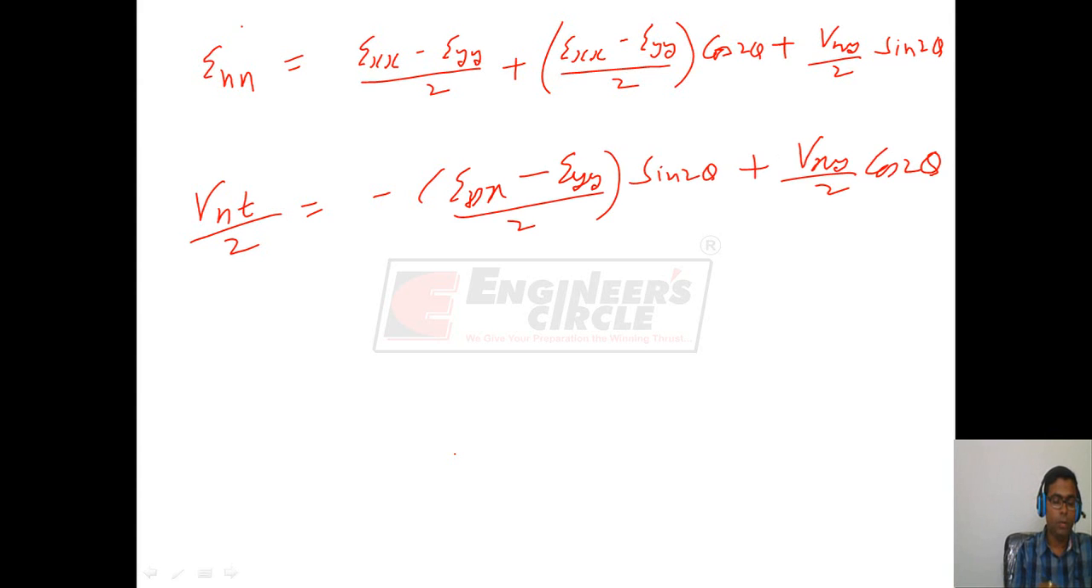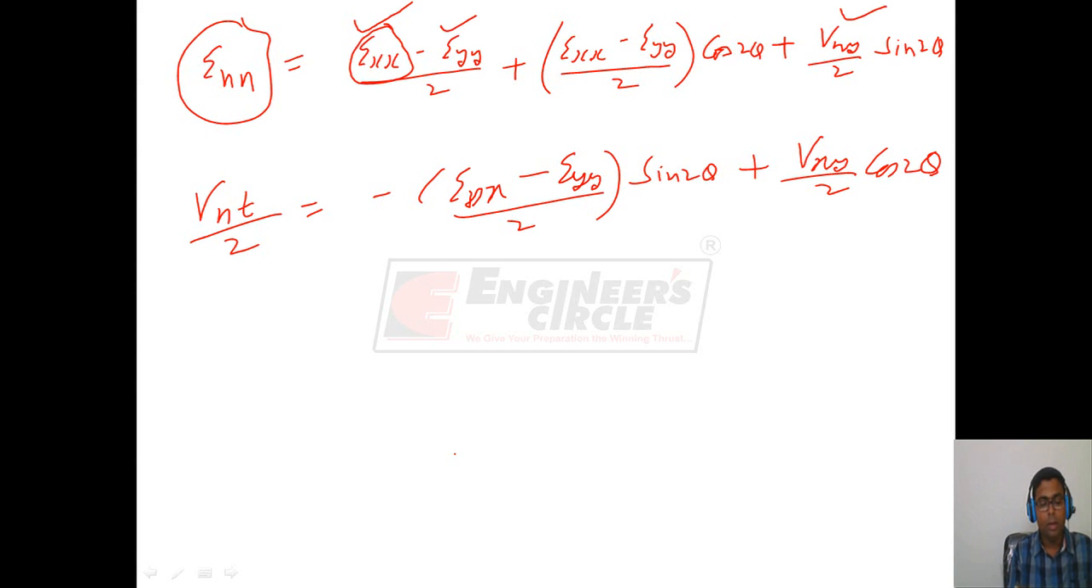Now, to find the value of epsilon nn, that is strain along any nth direction at a point, we need epsilon xx, epsilon yy and gamma xy. Now, epsilon xx can be directly given by the strain gauge along x direction. Epsilon yy can directly be given by strain gauge along y direction. But remember that strain gauges do not measure shear strain. So, strain gauges will not give us the value of gamma xy at the point.